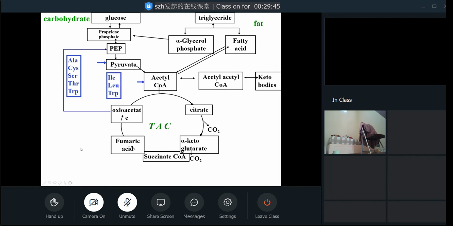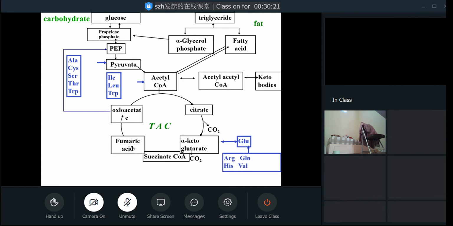And another one, you can say isoleucine and leucine can be transformed to produce acetyl-CoA. Maybe some people think here you can see the tryptophan not only produces the pyruvate, and at the same time produces the acetyl-CoA. Tryptophan deamination leaves the carbon skeleton, hydrolysis produces the pyruvate, which can produce acetyl-CoA.